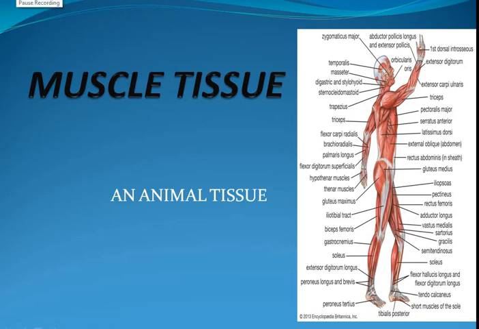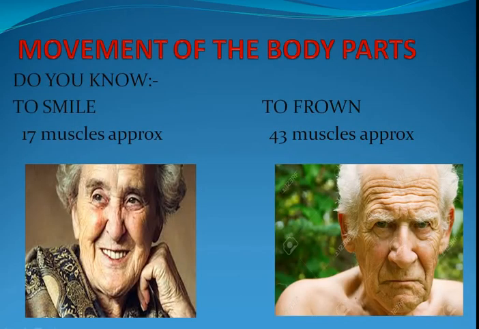Jai Hind students. Today we are going to discuss another type of animal tissue, and that is the muscle tissue. Our body is made up of many types of muscle tissue. And what is the function of the muscle tissue? The muscle tissue is for the movement of the body parts.